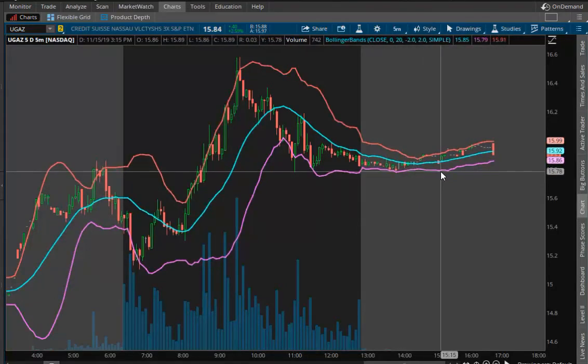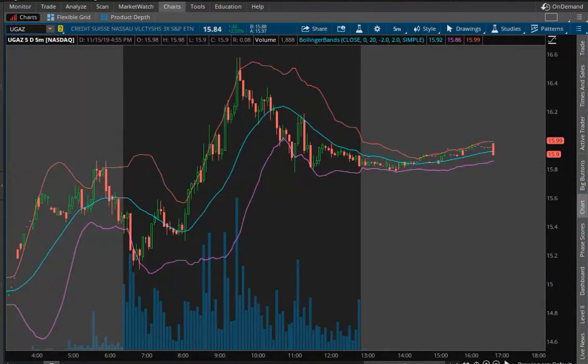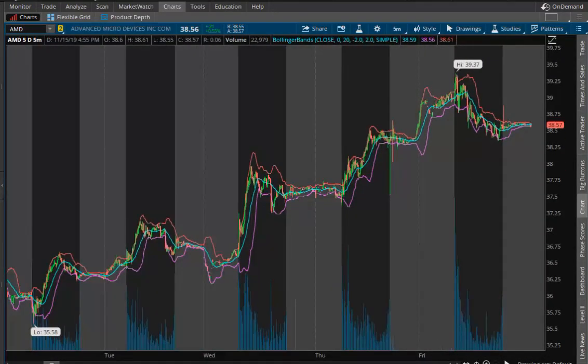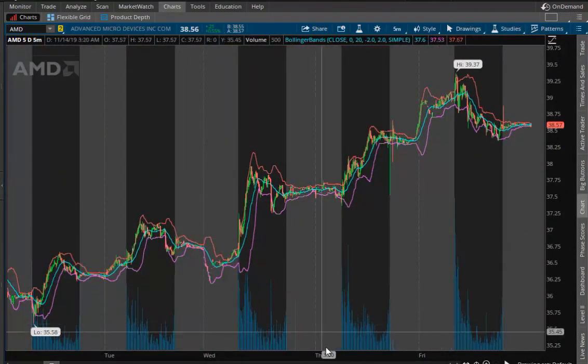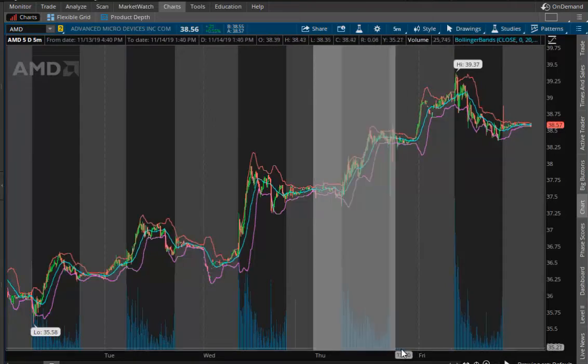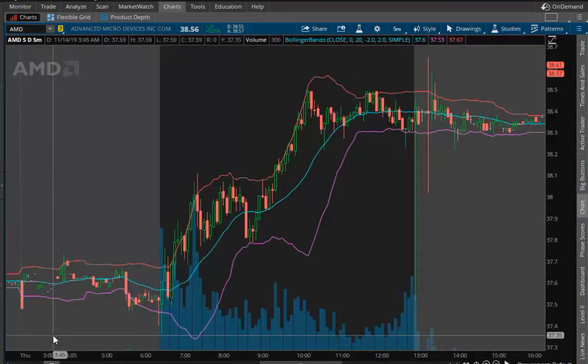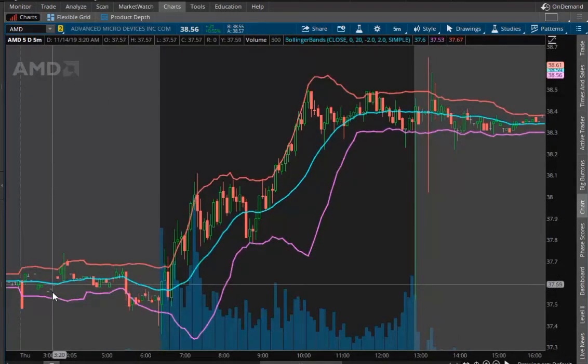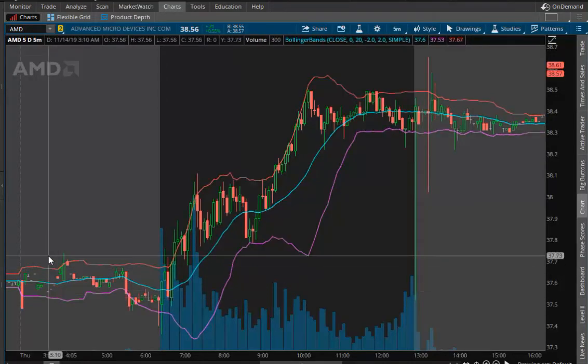And you could see it in play right there. Now, this works for any ticker that you would like to see. Here is AMD. You can go ahead and blow this stuff up right there. There's a good one. So here's a nice squeeze. You can see the volatility squeeze between the two Bollinger Bands.